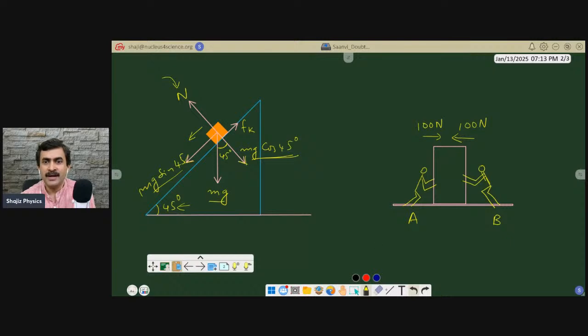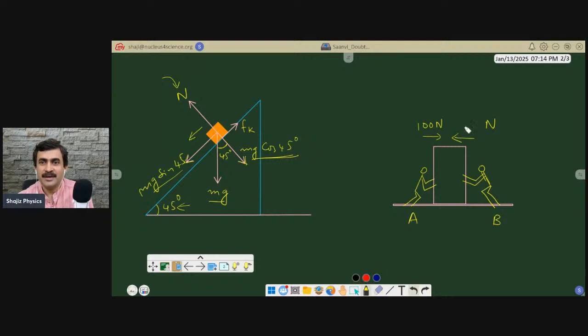Now think of another situation. If B is exerting a force equal to 200 Newton here, then what will be the effect? Or, for convenience, let it be 150 Newton.